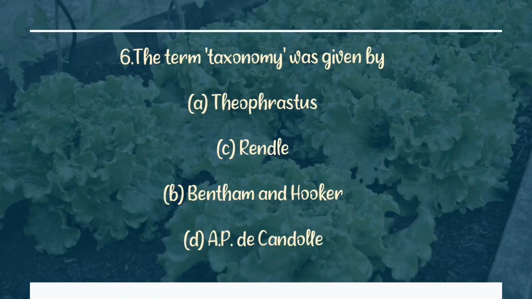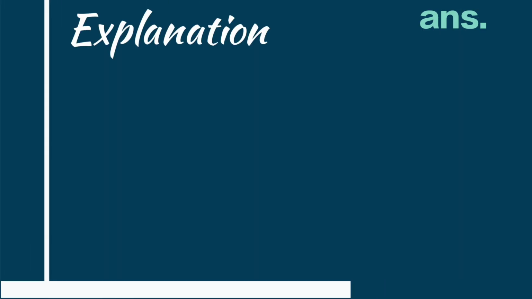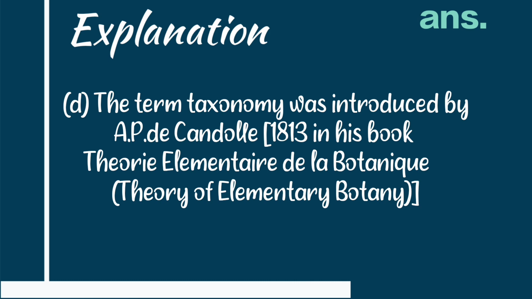6. The term taxonomy was given by: A. Theophrastus, B. Bentham and Hooker, C. Rendell, D. A. P. de Candolle. And the answer is D. A. P. de Candolle. Explanation. D. The term taxonomy was introduced by A. P. de Candolle, 1813 in his book, Théorie élémentaire de la botanique, Theory of Elementary Botany.